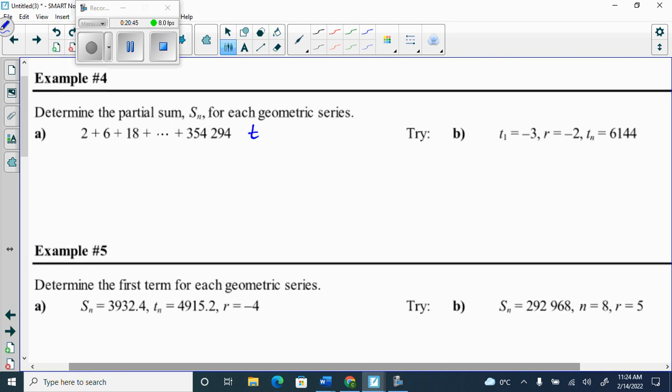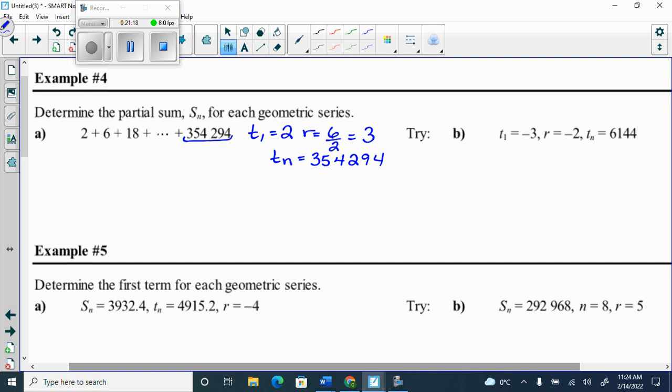T1 is 2. R is 6 divided by 2, which is 3. And Tn equals 354,294. Please don't assume these are two numbers when there's a gap. I didn't realize until I started teaching it and giving tests that people would say 294. I'm like, this isn't two numbers. This is one whole number. If there's a gap in it, it's just a large number.